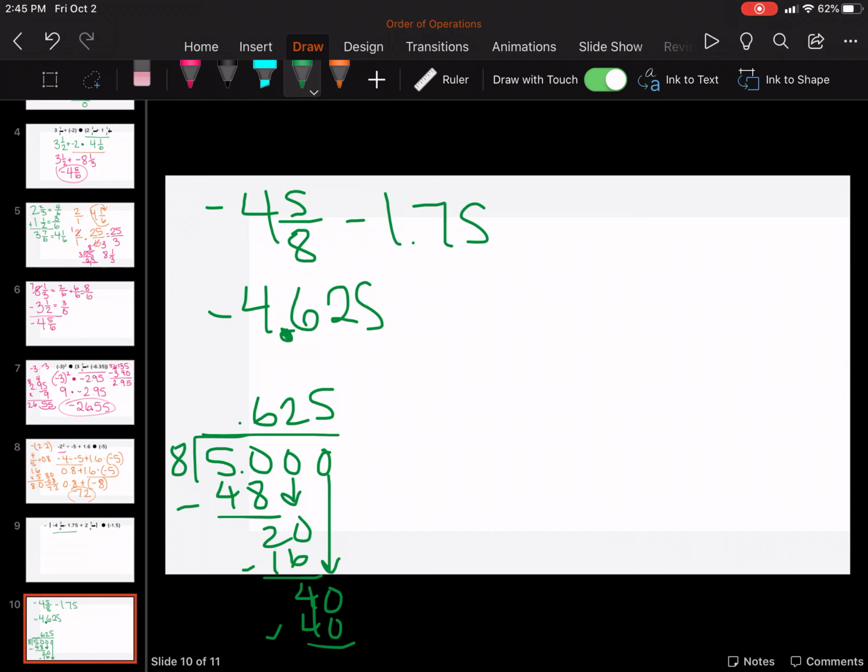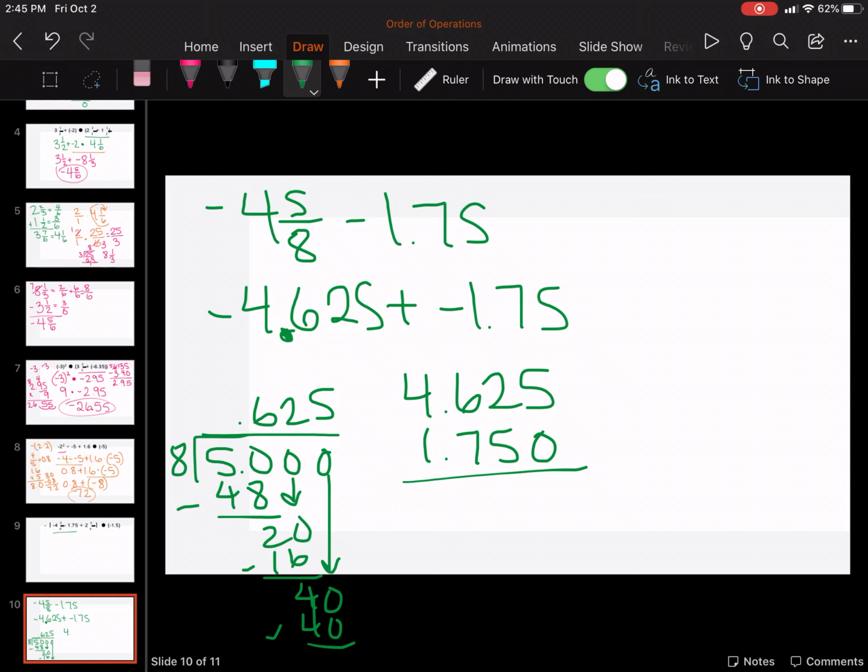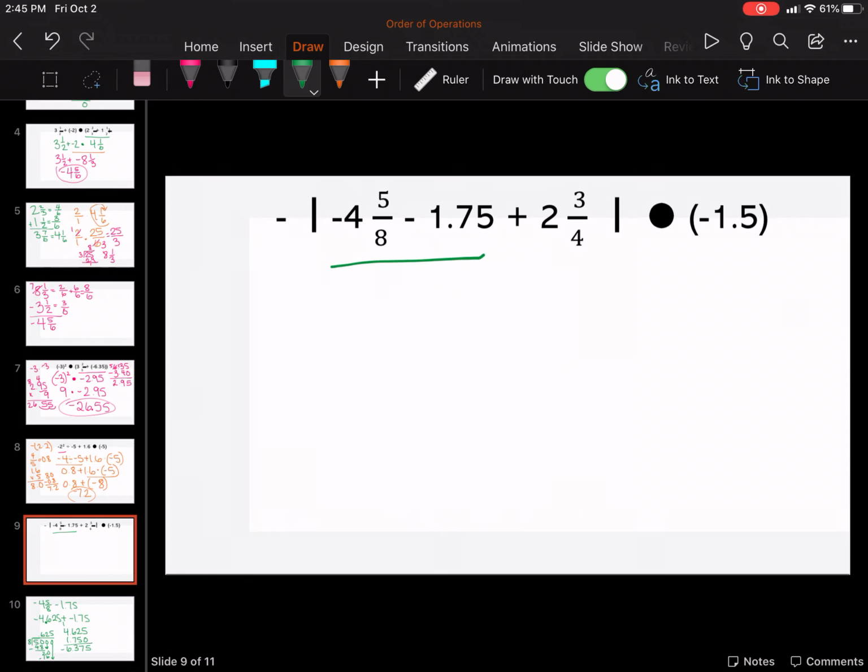Okay, so I'm going to do keep, change, change. Same signs, add and keep. Okay, 6.375, it is going to be negative.